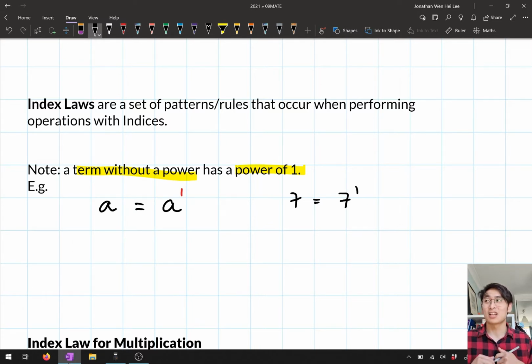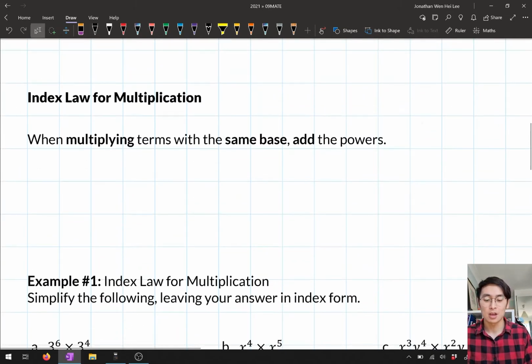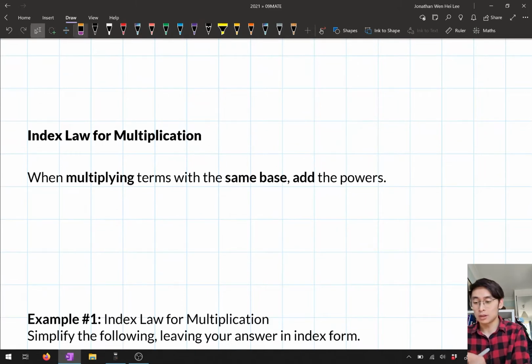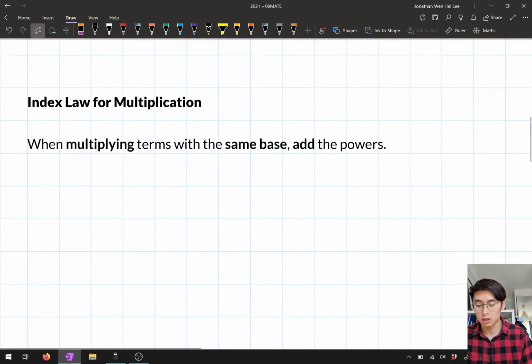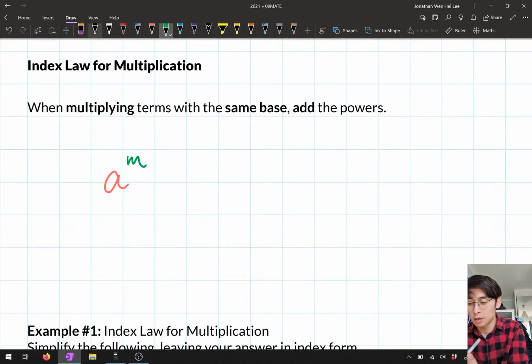Okay, let's start off with our first set of index laws, our first index law. Our first index law is for multiplication. Now, when we multiply terms with the same base, we add the powers. So what this looks like is, if I've got two indices with the same base, I'm going to write them both as A. So A to the power of M times A to the power of N.